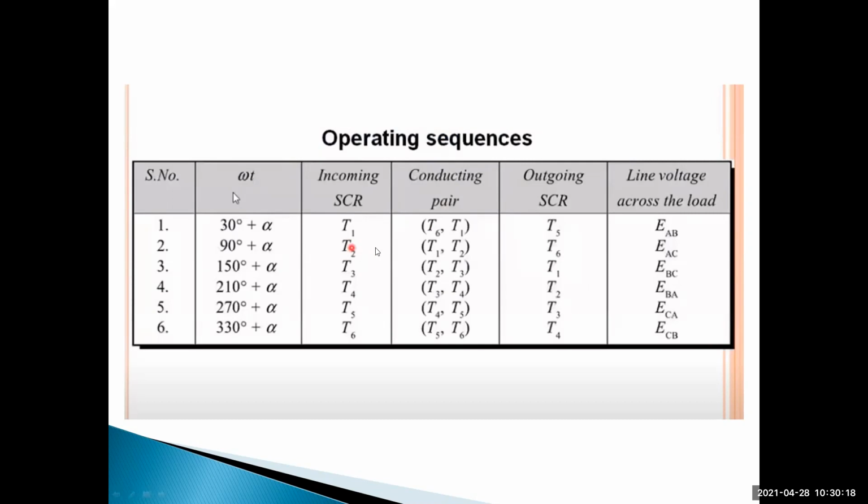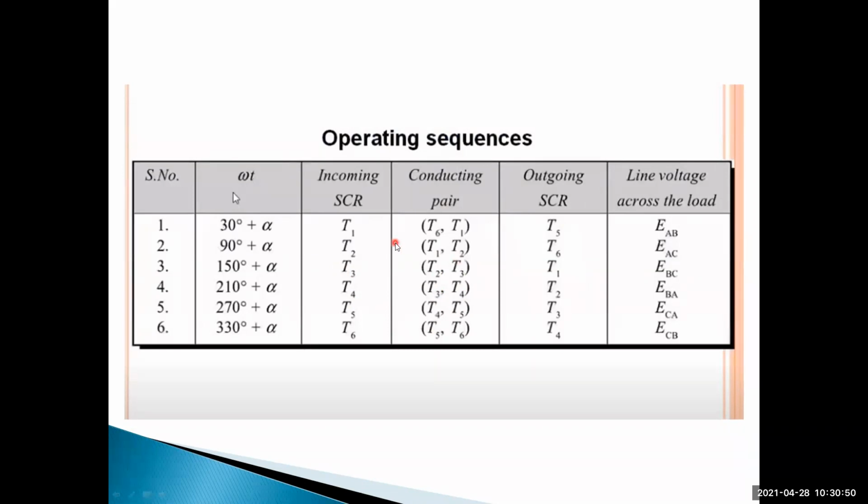Here, thyristor T2 shares with T1, T2 and T2, T3. So thyristor T2 has 60 degrees here and 60 degrees here, total duration 120 degrees. Each thyristor shares 60 degrees with one thyristor and 60 degrees with another. So T3, T2 and T3, T4, then T4, T5, then T5, T6, and T6, T1. Like this, these are the conduction pairs.